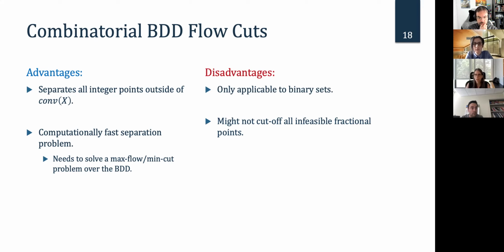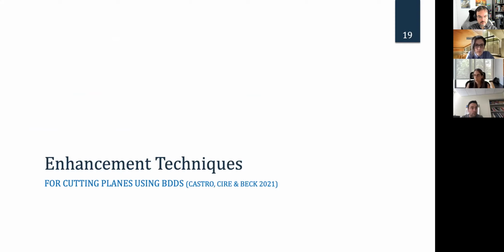Disadvantages: again, this is just for binary sets, so we haven't extended it yet to integer sets. And also, as I said, this is an incomplete procedure, so it might not cut off all your infeasible fractional points. But in practice, it works pretty well.